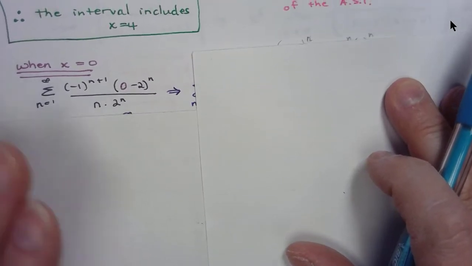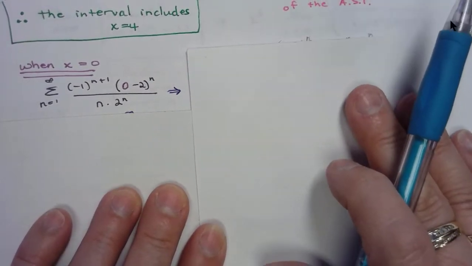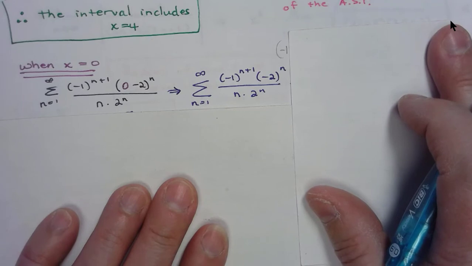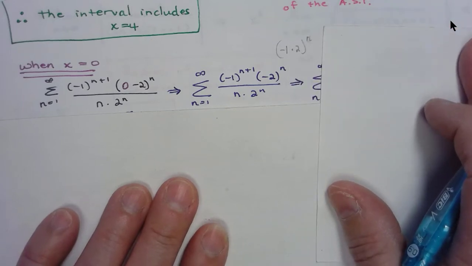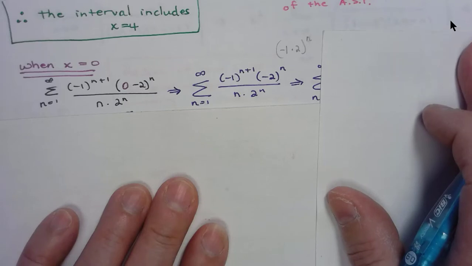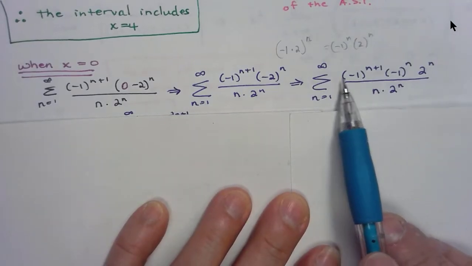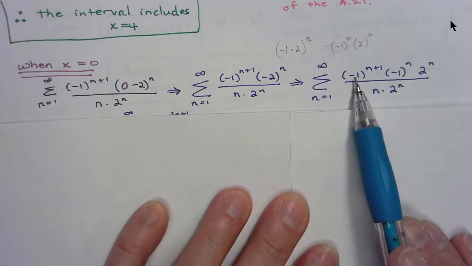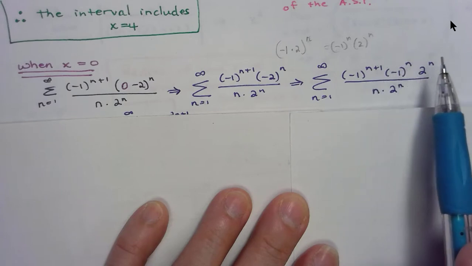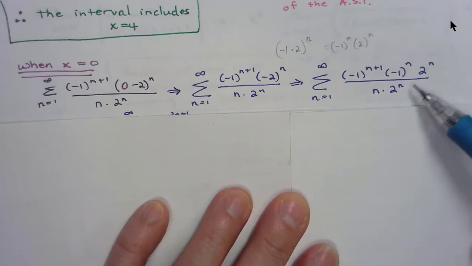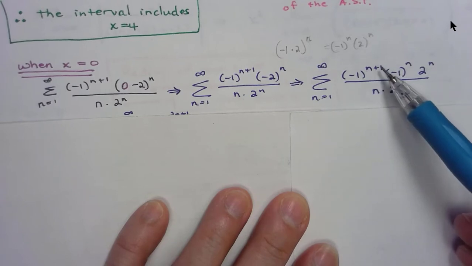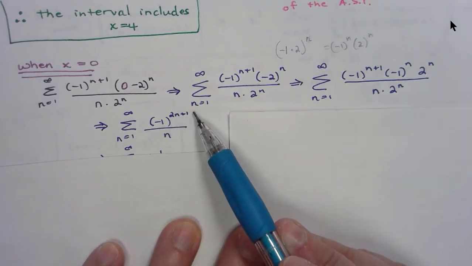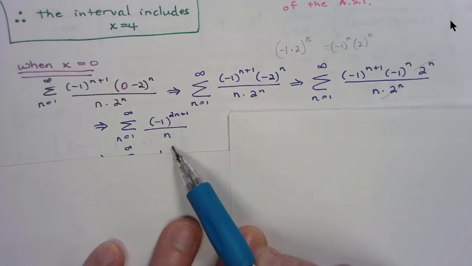Now let's check the other endpoint, when x is 0. Everywhere we have an x, we substitute 0, and we get this. Now let's look at negative 2 to the n. That can be written as negative 1 times 2, the quantity to the n. When we do that, we get negative 1 to the n plus 1 and negative 1 to the n. Notice that is negative 1 to the n plus 1 plus n. Then I have my 2 to the n, and the 2 to the n's cancel. Negative 1 to the n plus 1 plus n gives me negative 1 to the 2n plus 1. These cancel over n.